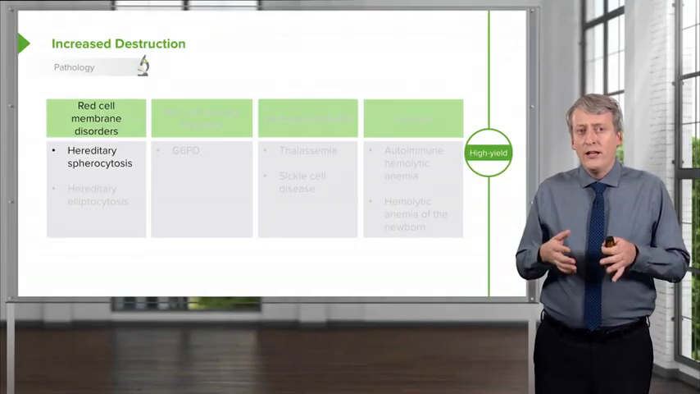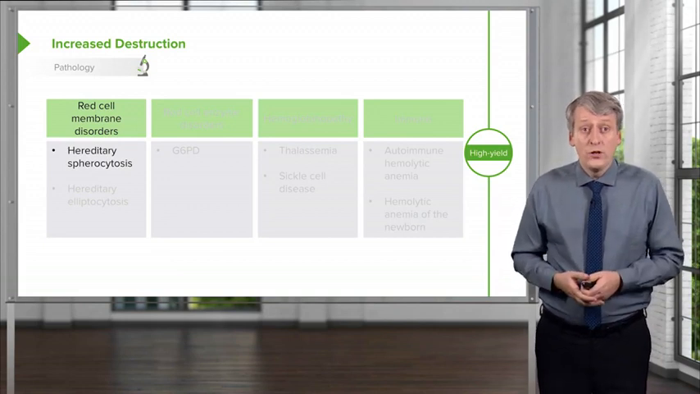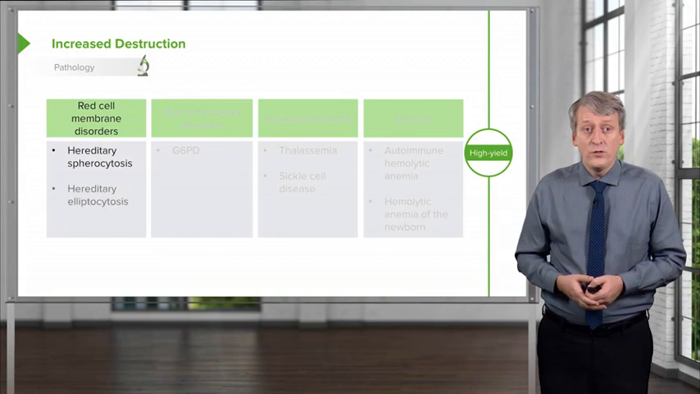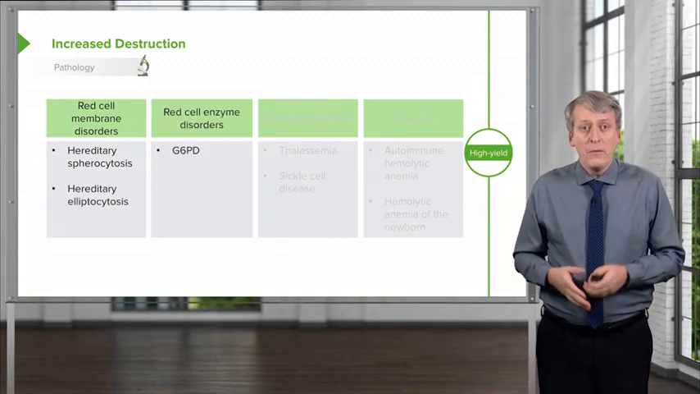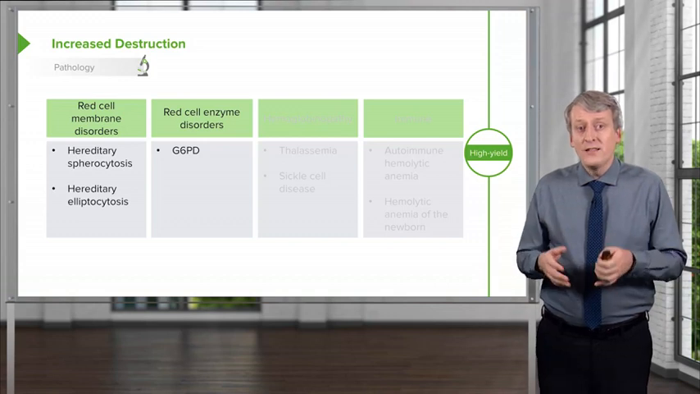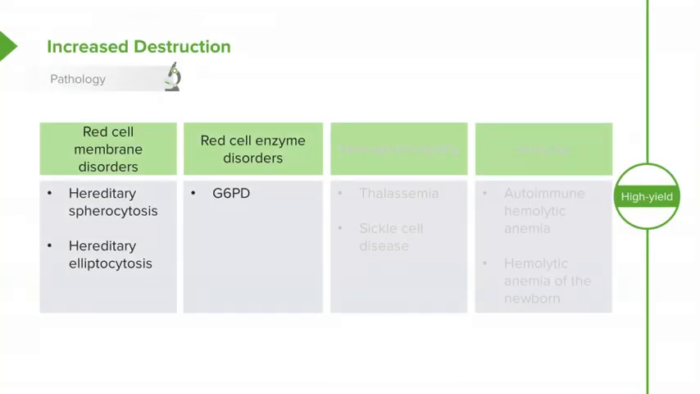Okay, what about increased destruction? Well, there are red cell membrane disorders like hereditary spherocytosis or hereditary elliptocytosis, and we'll go through those. Patients may have red cell enzyme disorders like glucose 6-phosphate dehydrogenase deficiency. In that case, they're having attack of the red blood cells because of uncontrolled oxidative stress.